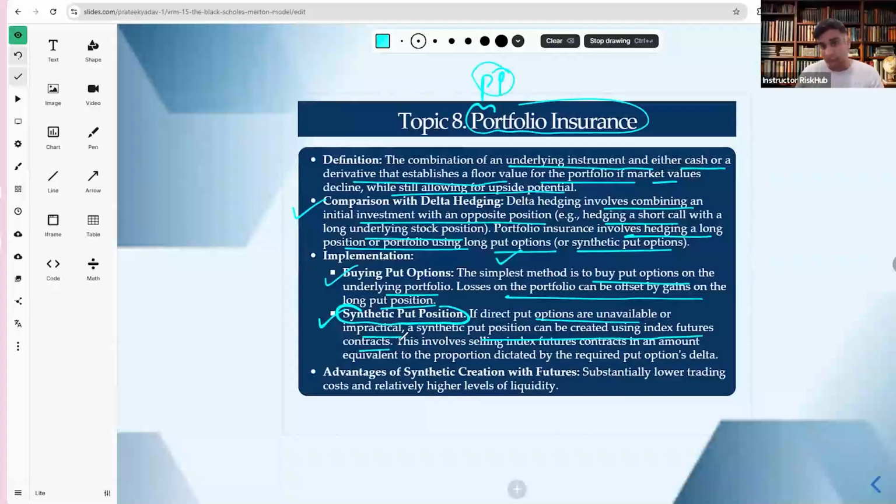You can sell index futures. That is like a put option only. The advantage of synthetic creation is lower trading cost and relatively higher levels of liquidity. Simple things. Just remember the theory.